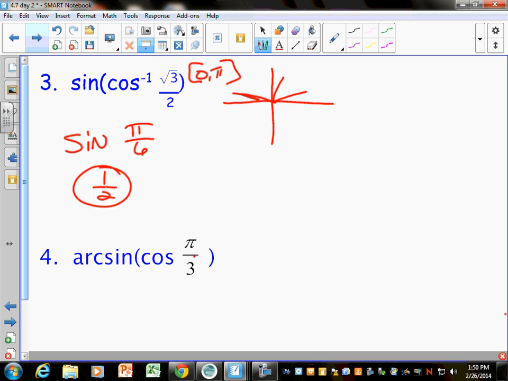Cosine of pi/3, that's up here. That's 1/2, right? And then now arc sine's on the outside. So now this is what we did yesterday. What angle has a sine of 1/2?